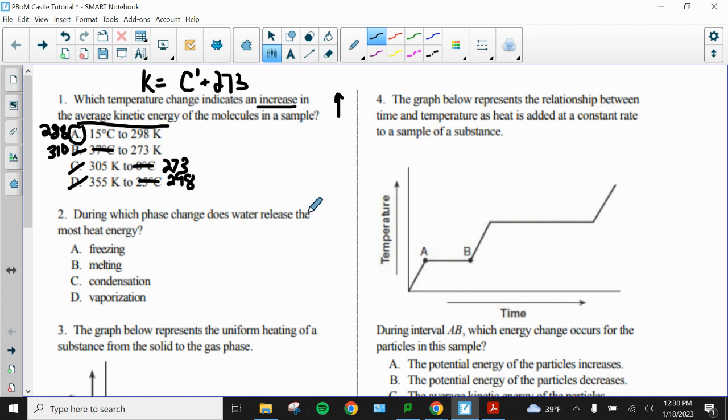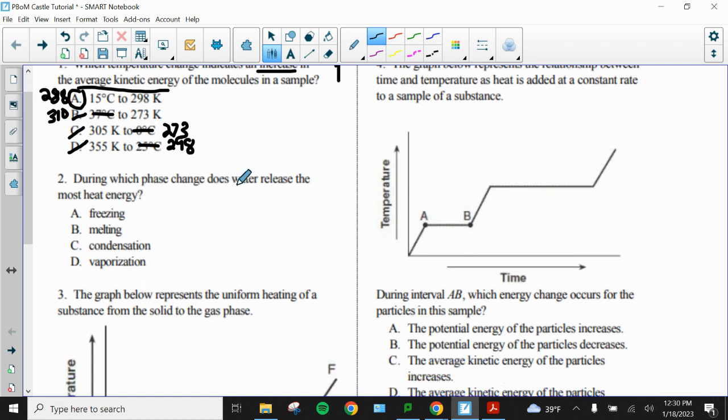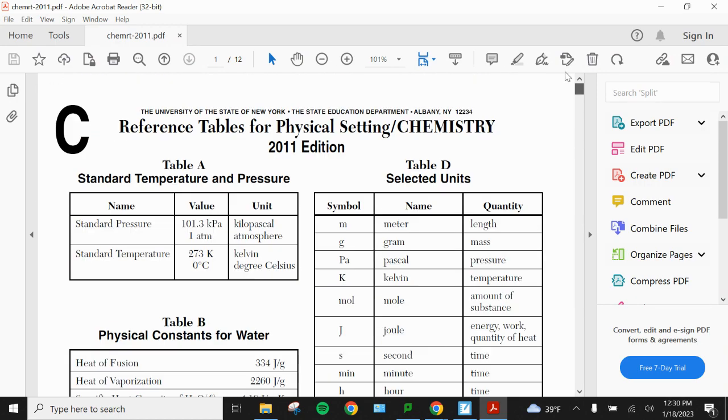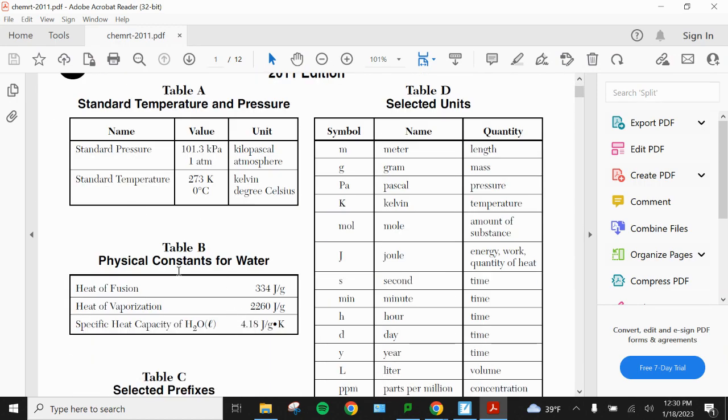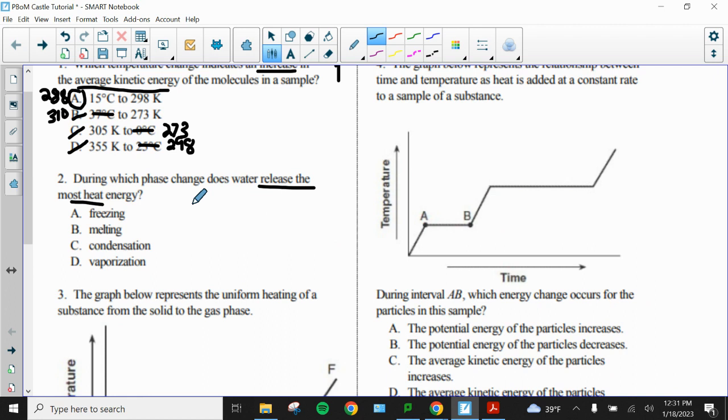Notice what you had to do to solve that, though. During which phase change does water release the most energy? Okay, well, this goes back to the front page of your reference table. Right here. Heat of fusion's 334, heat of vaporization is 2,260. So heat of vaporization is going to be higher. So I got to cross off freezing and melting because these are the 334 guys. And these are the 2,260 guys. So it's definitely one of these.